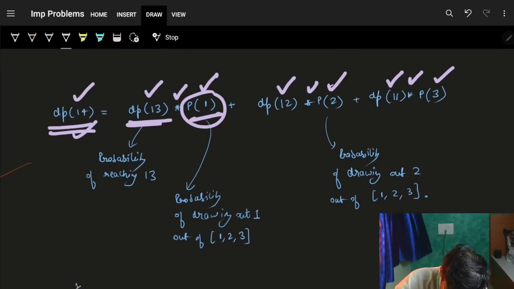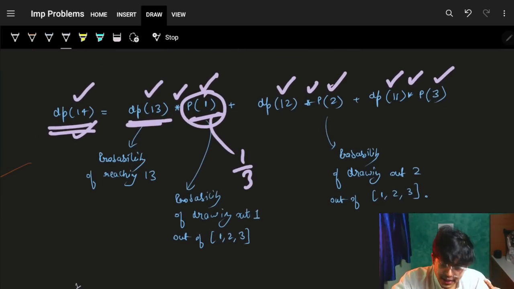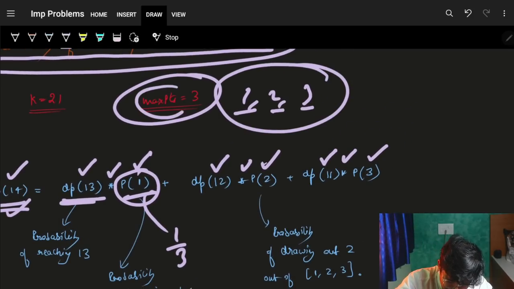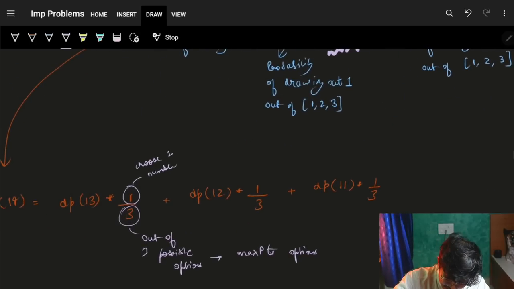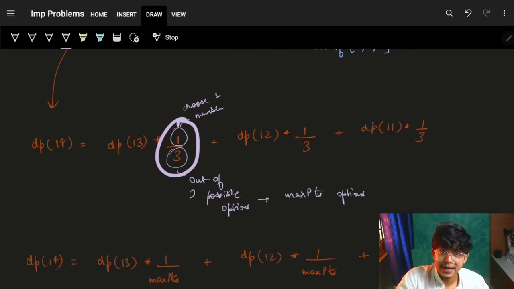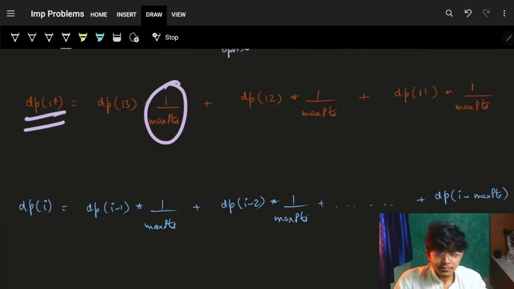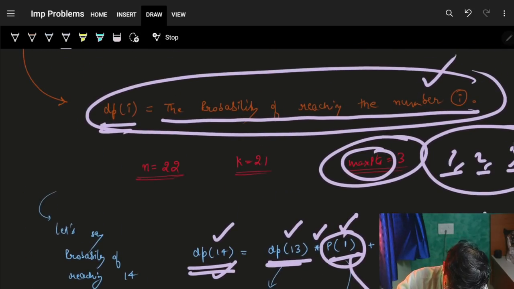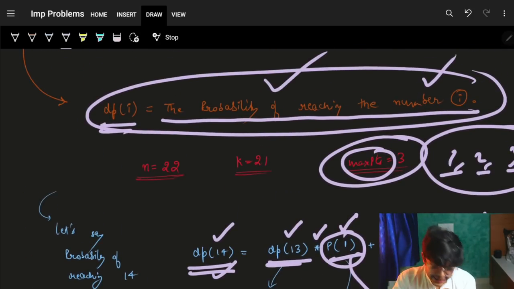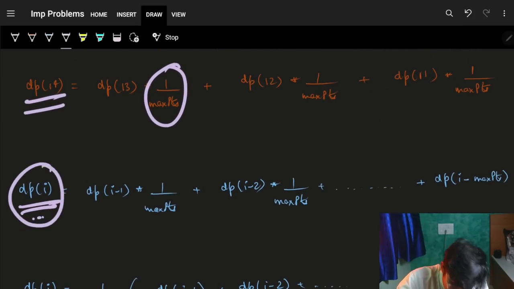Now, as I say, the probability of drawing one card out of 3 cards is nothing but 1 by 3. And as we know, the cards will be max points cards. So in total, it will be 1 by max points. That's the reason you will see that I just wrote a 1 by 3 here and replaced that with 1 by max points. You can reach any of the probabilities, because you remember that the DP of I is the probability of reaching the number I.